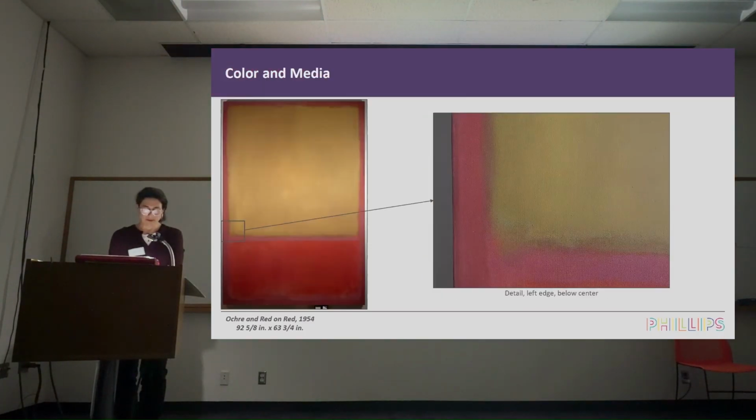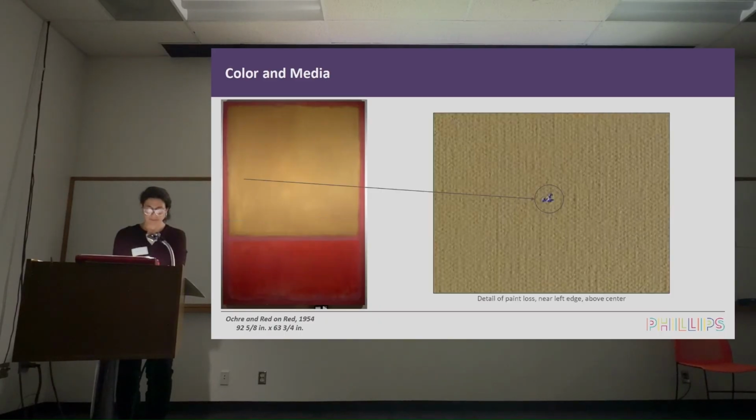In the upper field of ochre and red on red, variations of the ochre color can be seen at the edges of the field and hint at Rothko's process of layering multiple hues in the search for his desired final result. A tiny paint loss in this field opens a small window into the highly pigmented surface and reveals bright yellow and pure blue color beneath.